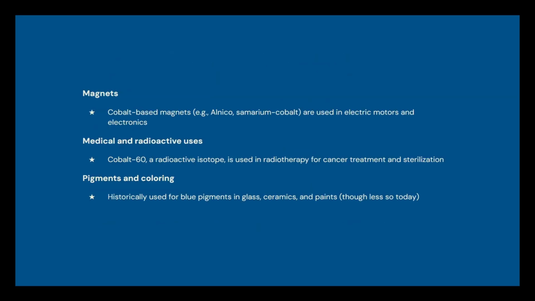Some more uses: magnets, medical and radioactive uses, and pigments and coloring. In magnets, cobalt-based magnets are used in electric motors and electronics. Medical and radioactive uses: cobalt-60, a radioactive isotope, is used in radiotherapy for cancer treatment and sterilization. Lastly, we have pigments and coloring. Historically, it was used for blue pigments in glass, ceramics, and paints.